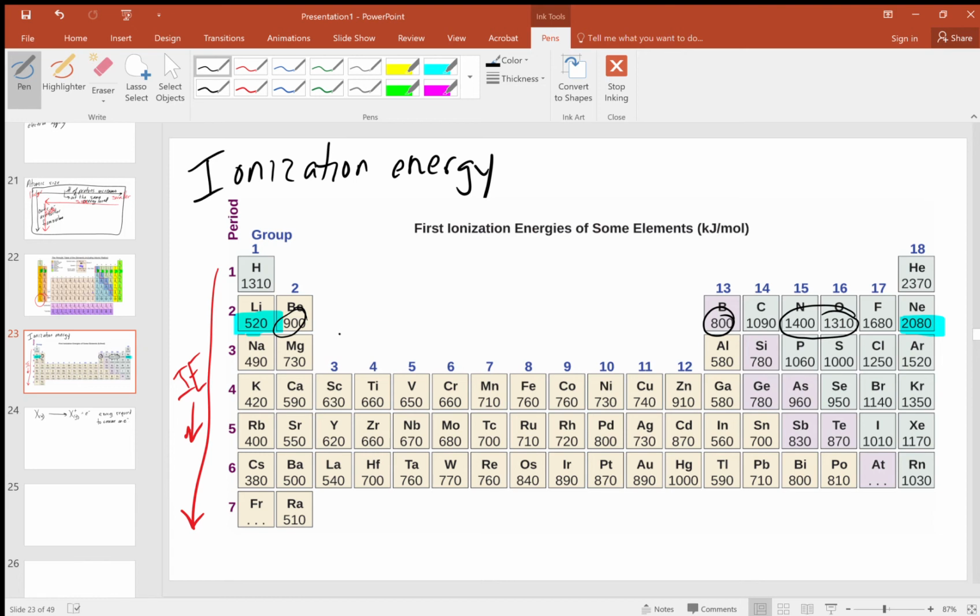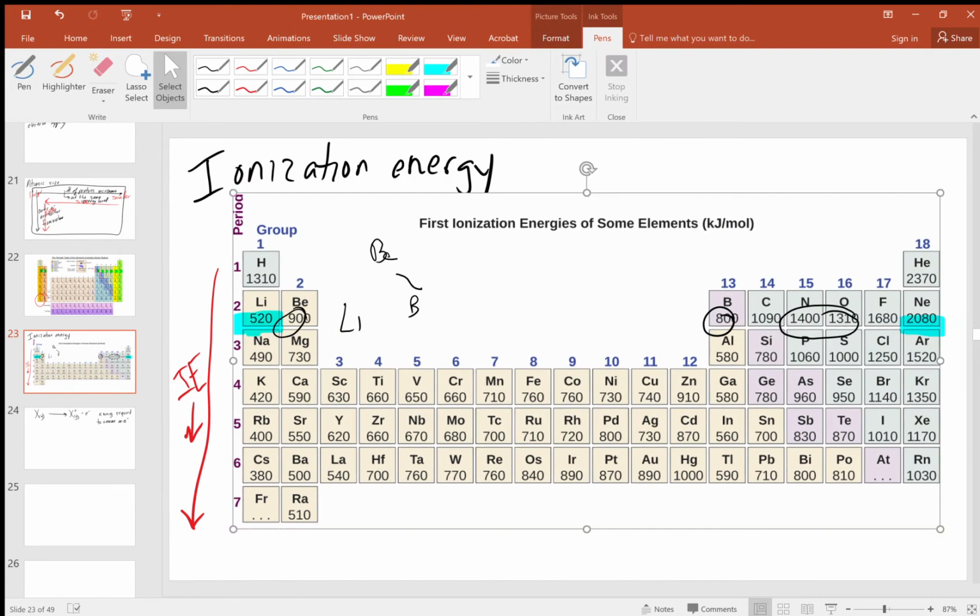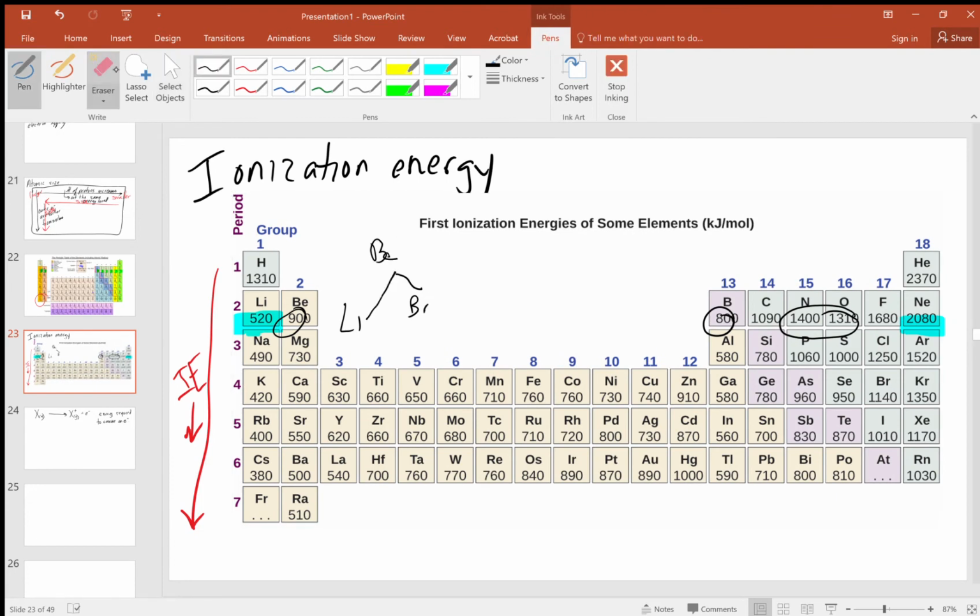So in other words, we go from lithium up to beryllium, back down slightly to boron, then we go up to carbon, and up again to nitrogen, back down slightly to oxygen, and then up to fluorine, and up again to neon.